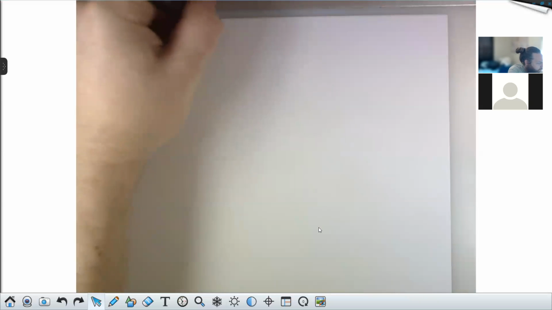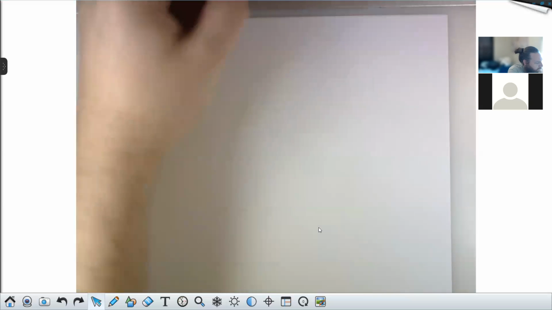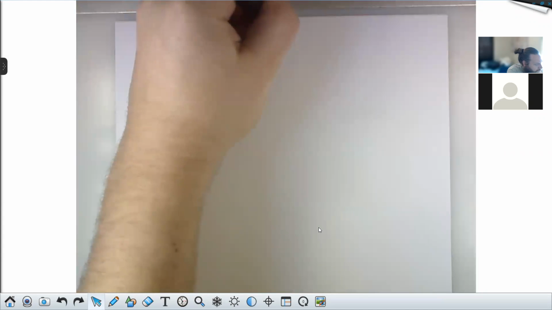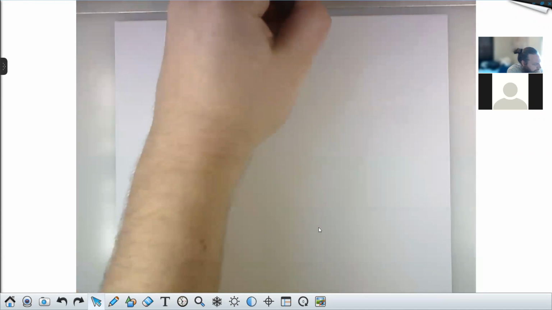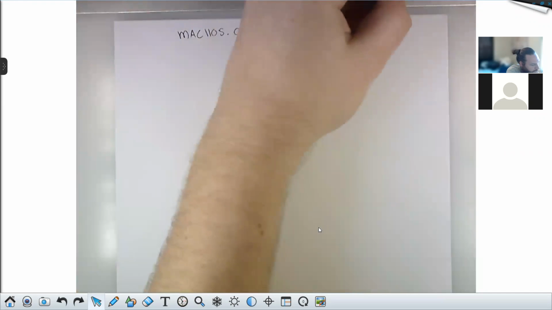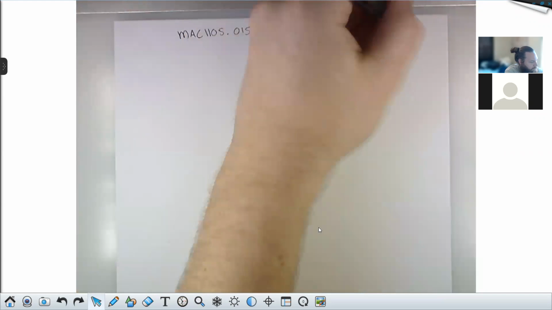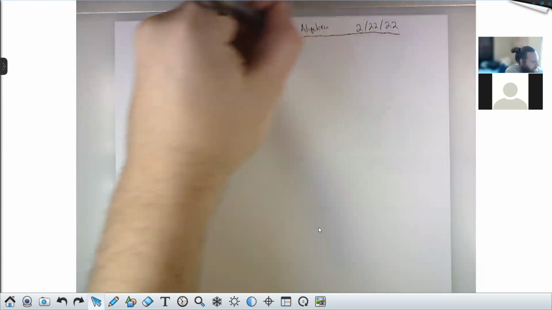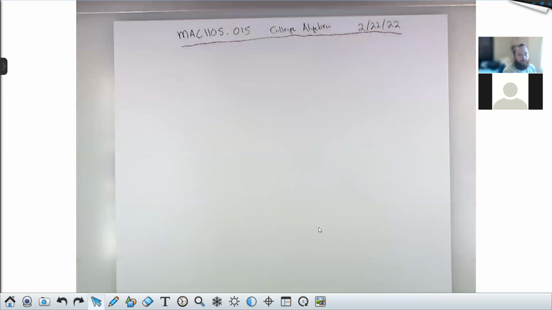This is MAC1105, section 015, which is college algebra. And the date today is a funny one. It's 2/22/22. And I saw something cute this morning. It's also a Tuesday. So it's Tuesday 2/22/22.